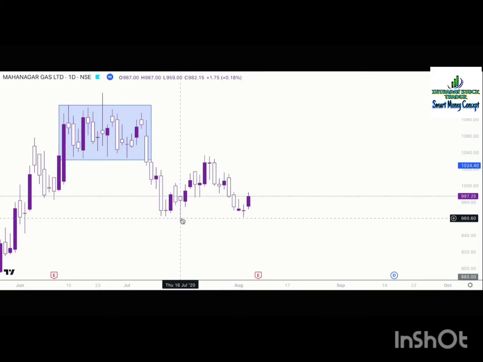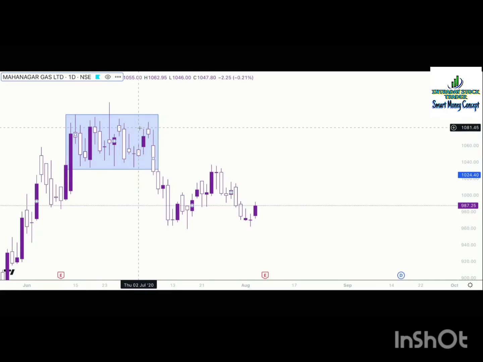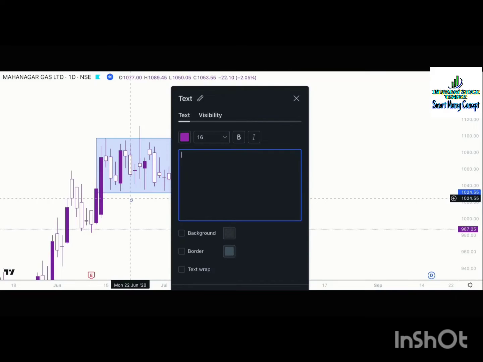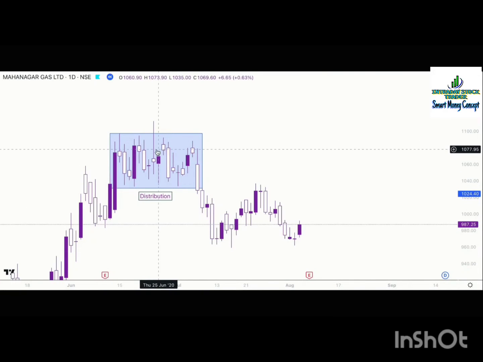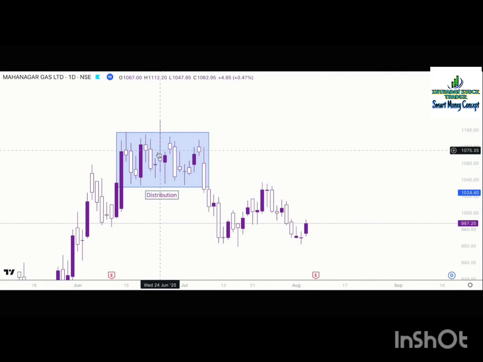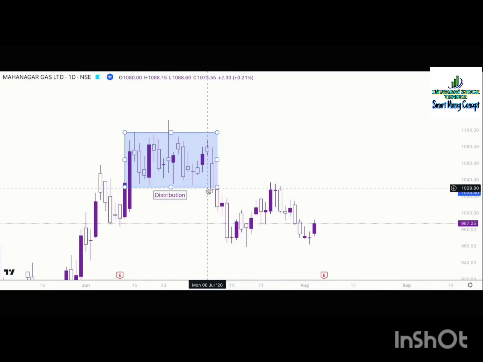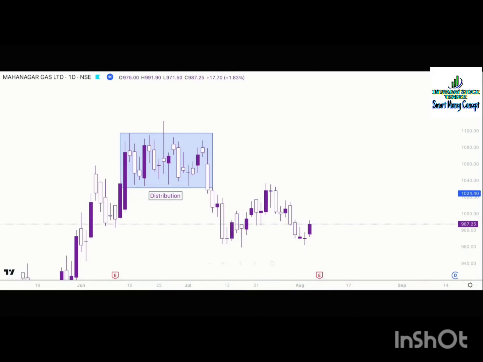But as an SMC trader, you wait for this candle to break, so you understand this area to be a distribution zone, and I mark this as the area of distribution. The banks place their orders here, shorting Mahanagar Gas Limited in this zone. As they short, they trap the retail traders here, hitting their stop losses. Now, as an SMC trader, you could see that the market moves rapidly down.